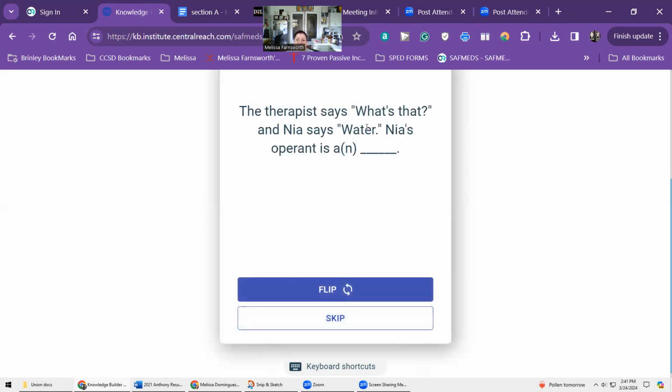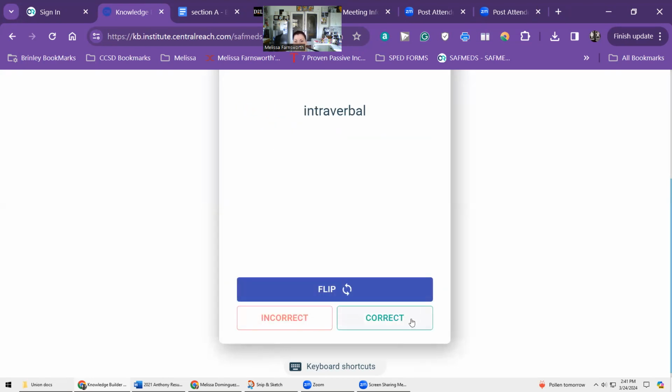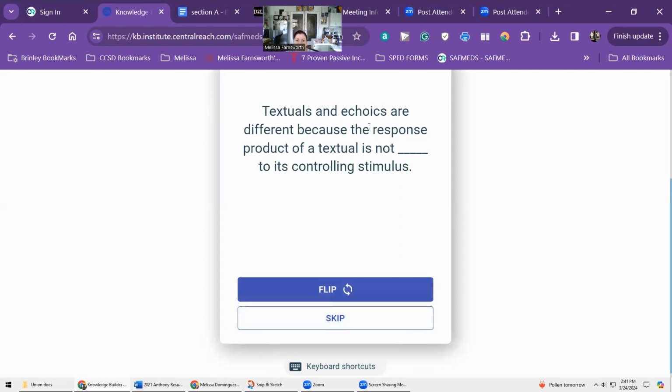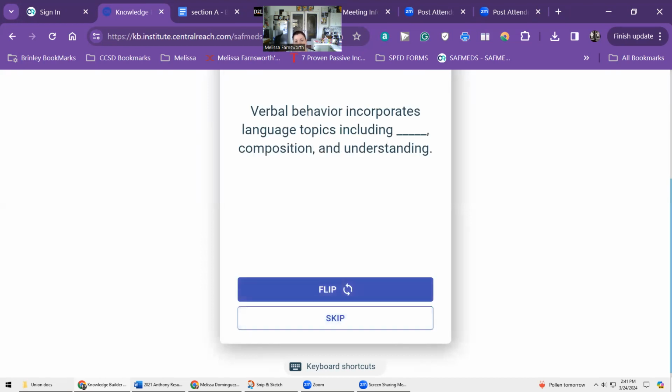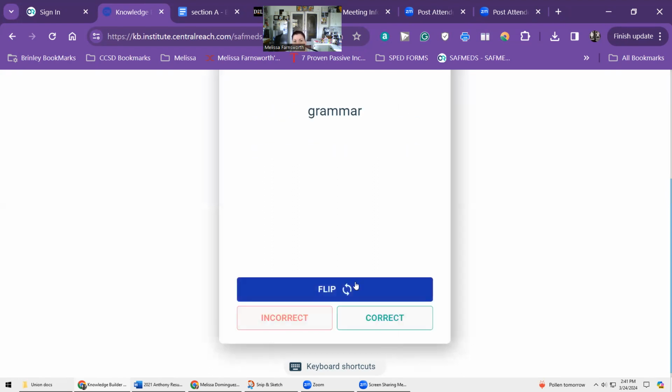The therapist says, "What's that?" and Nia says, "Water." Nia's operant is an interverbal. Textuals and echoics are different because the response product of a textual is not similar to its controlling stimulus. Verbal behavior incorporates language topics, including grammar, composition, and understanding.